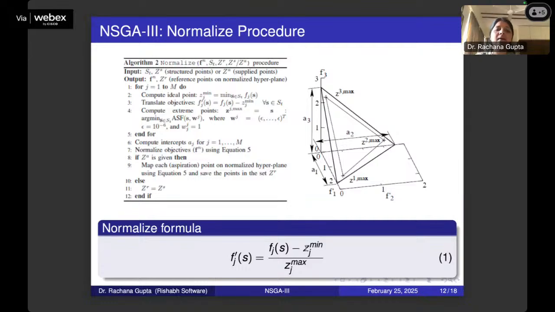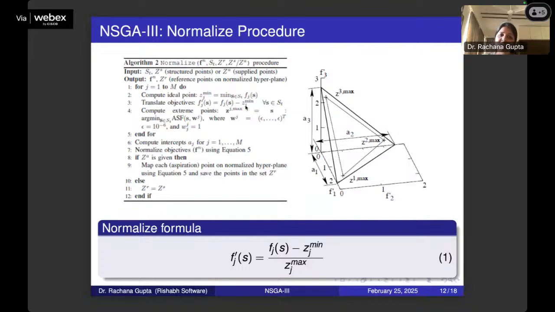I hope that this is clear. If you want me to go through this particular algorithm, this is nothing but the minimum value of a particular objective, which is line number 2. Then we are translating this objective. Translating is nothing but shifting it.